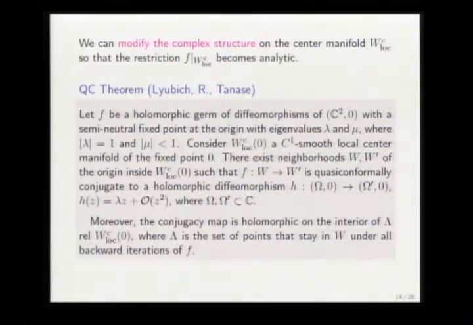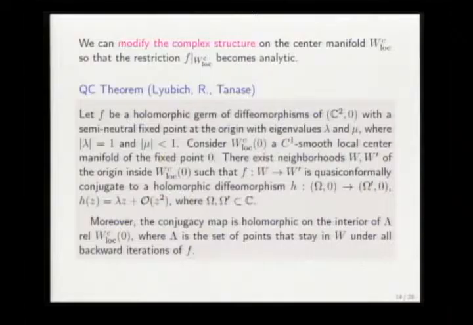All right. So what's the tool we have? The tool we have, joint with Misha Lyubich and Raluca Tanase, is the following. To modify the complex structure on the center manifold, which is just C1 for us, such that the map restricted to the center manifold becomes analytic. So the theorem is the following. It's exactly what I just said. For the map on the center manifold, there exists a neighborhood W inside the center manifold. The map on the center manifold is quasi-conformally conjugate to a holomorphic map having the same multiplier at the origin as the neutral eigenvalue lambda.